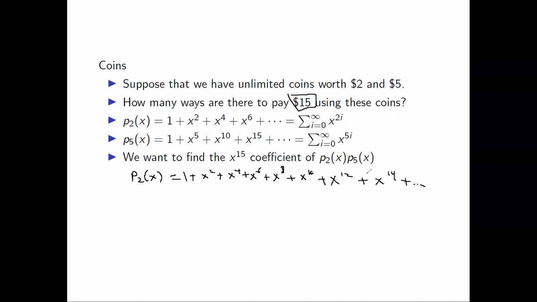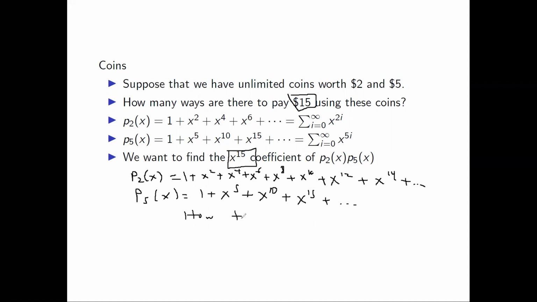Any of the higher terms in p2 of x won't affect the x to the 15th coefficient, because their powers of x will be too high. p5 of x, we can write as 1 plus x to the 5th plus x to the 10th plus x to the 15th, and so on. And we want to find how to get x to the 15th by multiplying these together. If we have this one term up here and we want to get an x to the 15th by combining with some term down here, the only term we can combine it with is this one right here.